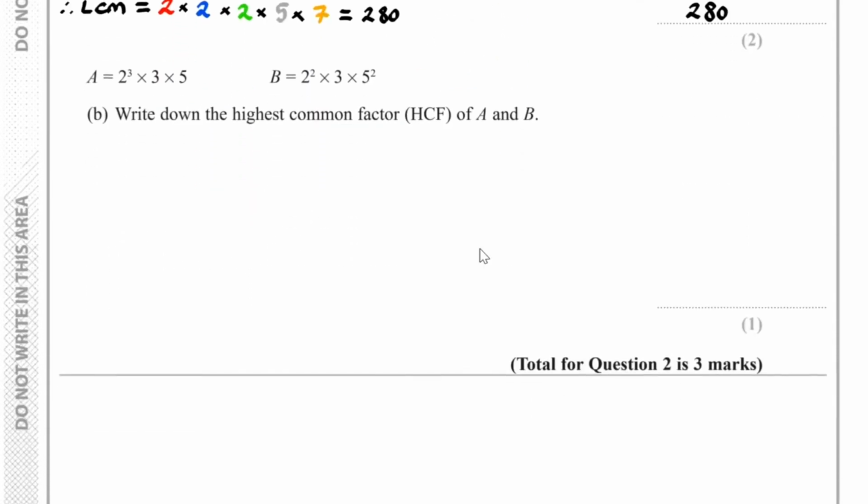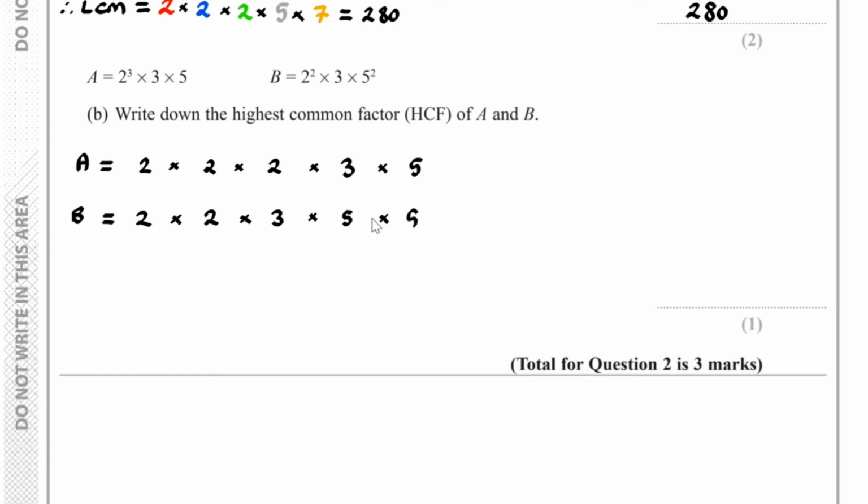Then for part B, we have A, which is equal to 2 cubed multiplied by 3 multiplied by 5, and B, which is equal to 2 to the power of 2 multiplied by 3 multiplied by 5 to the power of 2. And what we have to do is find the highest common factor of A and B. Well, let's write out what A is. We have 2 times 2 times 2. Then we have 3 times by 5. And B, that's equal to 2 times 2 times 3 times 5 times 5.